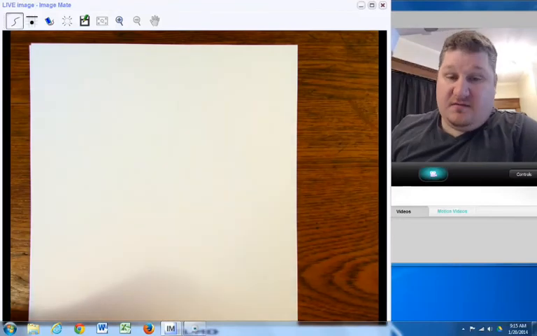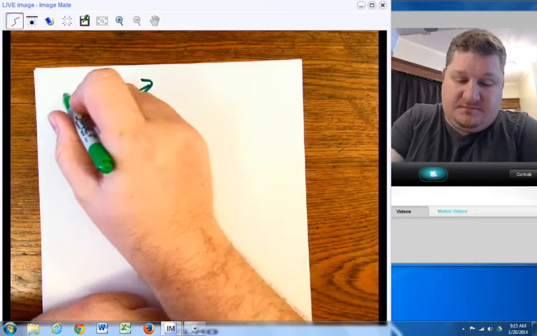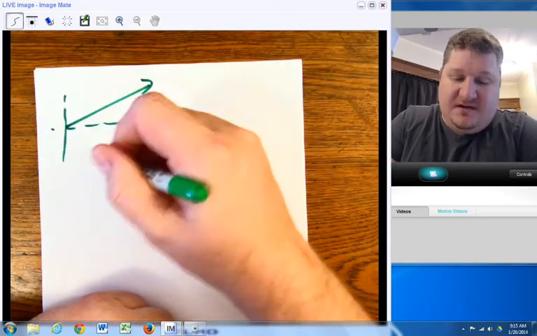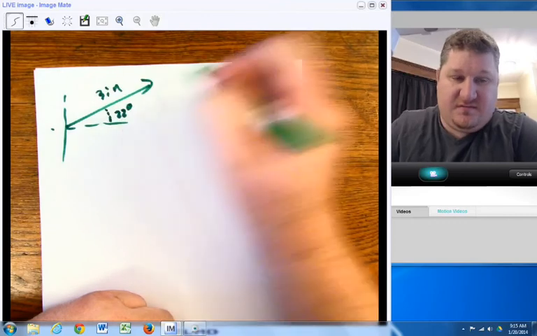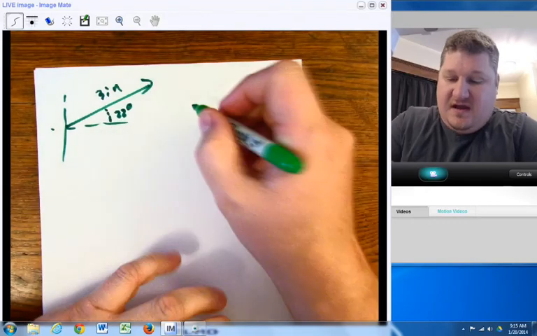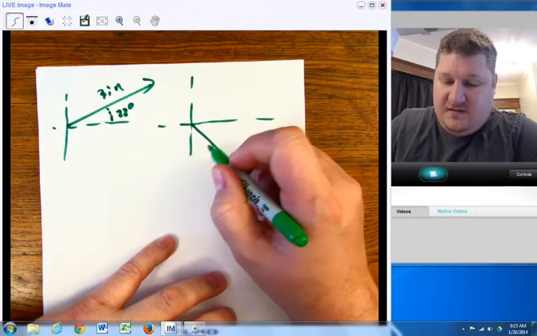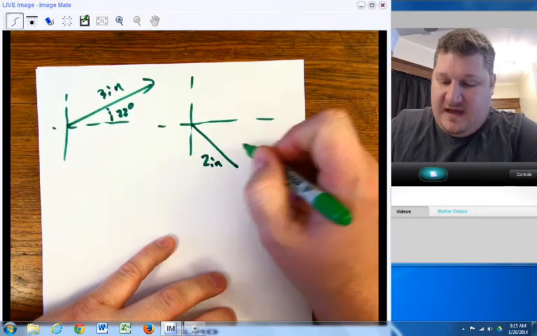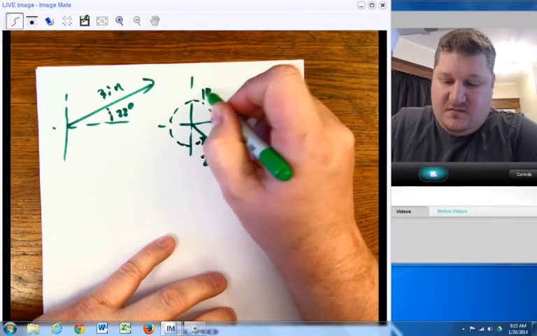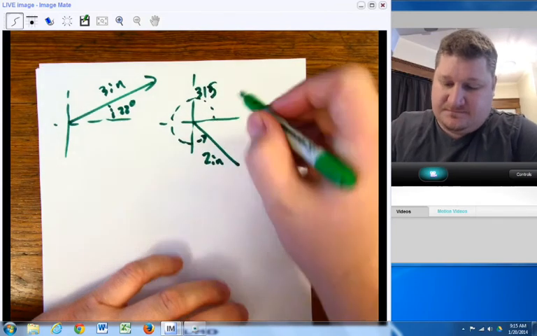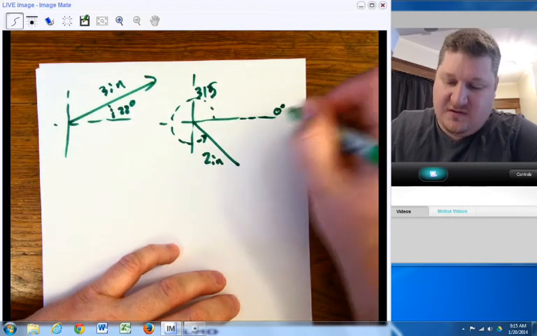All right, moving on with vectors. Before, we have been talking about vectors in terms of magnitude and direction. So, for example, 3 inches at, I don't know, 22 degrees, something of that nature. Okay, we could have another one here, and we say, oh, look, this one is 2 inches at 315 degrees.